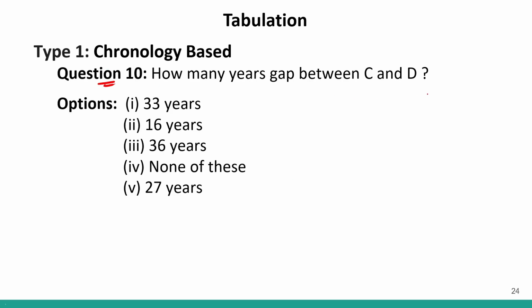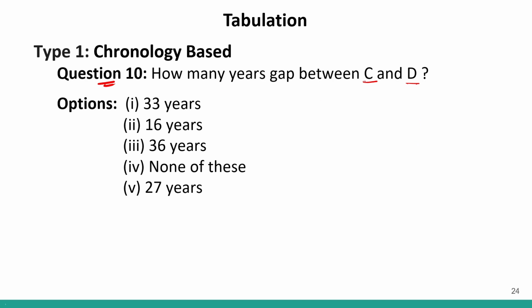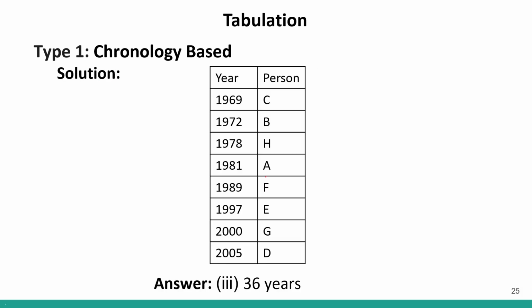Question 10. How many years gap between C and D? So going back to the arrangement. This is C, this is D. The age of C over here is 47 and the age of D over here is 11. So the difference between the ages will be 47 minus 11, which will be 36. So the gap between the age of C and D is 36 years. Going back to the question, how many years gap between C and D? 36 years. So my answer will be option number 3, 36 years. Clear? This will be my answer.